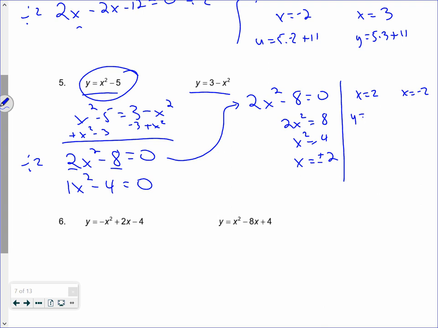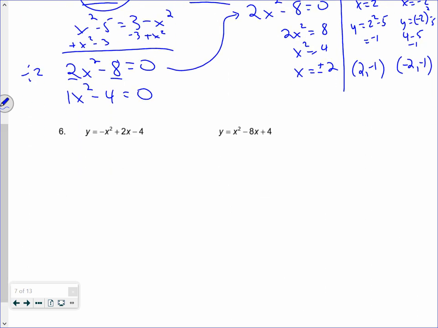So y is 2 squared minus 5. 4 minus 5 is -1. And remember, when you plug in a negative number and you square it, you need those parentheses. I've run out of room. There's a -5 on the end of that. And that also gives me 4 minus 5, which is -1. So I have 2 points of intersection.